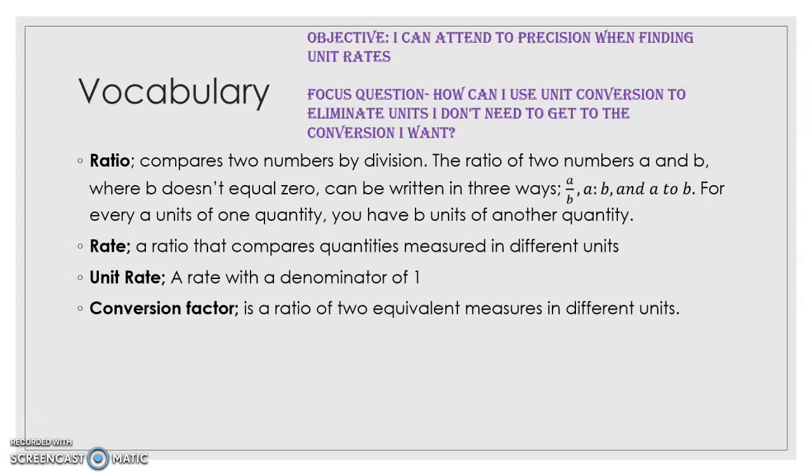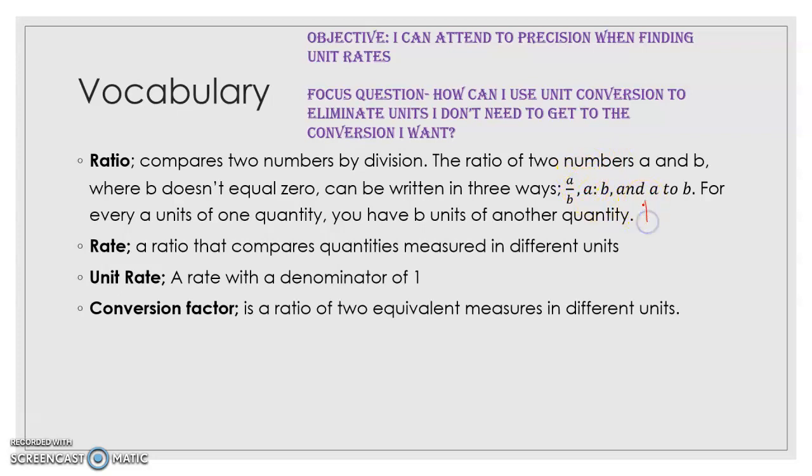conversion I want. So we're going to start with some, probably vocabulary you've heard before, ratios. They compare two numbers by division. The ratio of two numbers A and B, where B doesn't equal 0, can be written in three ways: A over B, A to B, and A to B. For every A units of one quantity, you have B units of another quantity, and I'll kind of add to that.